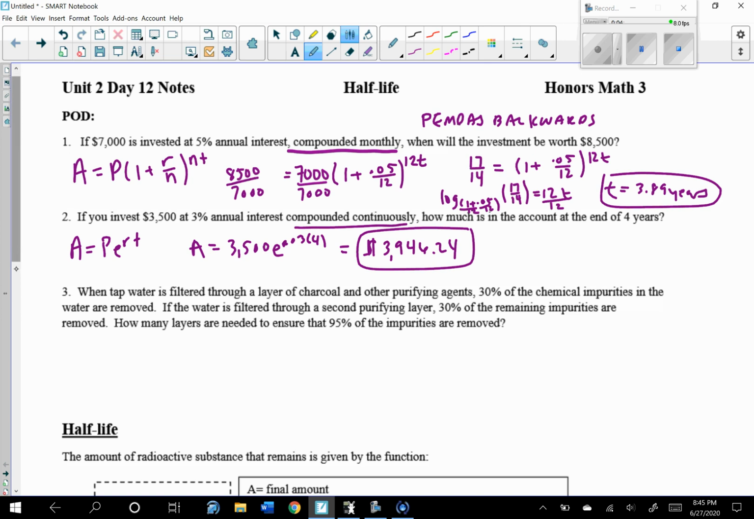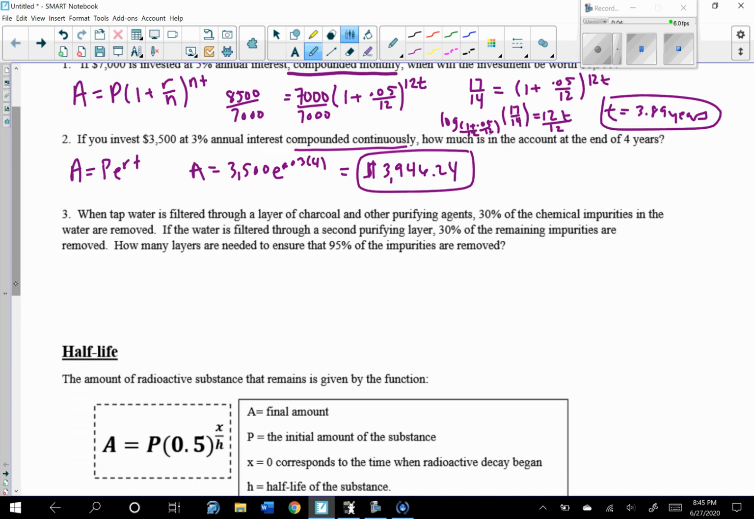So this one did not talk about compounding anything monthly or daily. There's no compounding interest. It also does not talk about compounding continuously. So that means that we are not using one of those two formulas. Well, then what are we using? So for this one, this is actually something we're removing each time as a percentage. So this is actually exponential decay.